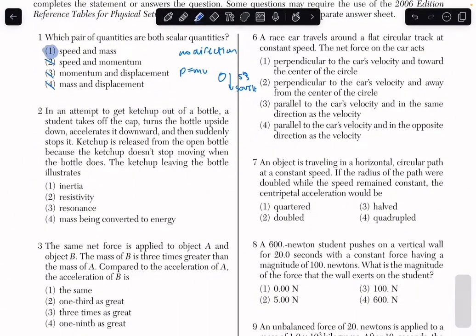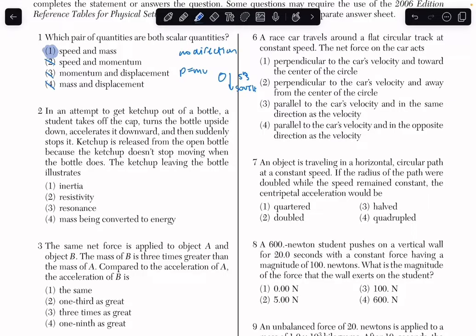Number 2, in an attempt to get ketchup out of a bottle, a student takes off the cap, turns the bottle upside down, accelerates it downward, and then suddenly stops it. So let's picture this first. You're shaking a ketchup bottle downwards, and then out of nowhere you stop it. So after you stop it, ketchup is released from the open bottle because the ketchup doesn't stop moving when the bottle does. So even though the bottle stopped moving, the ketchup continues to move down and it hits your plate.